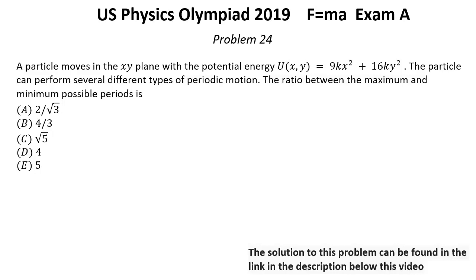Solution for problem number 24. The particle performs a simple harmonic oscillation in both x and y directions independently due to the behavior of this potential. If oscillation in the y direction has period T, then the period in the x direction is 4T over 3. The minimum possible period is T, while the maximum possible period is the lowest common multiple of T and 4T over 3, which is 4T. Then the desired ratio is 4, which is answer D, and that was the solution for problem number 24.